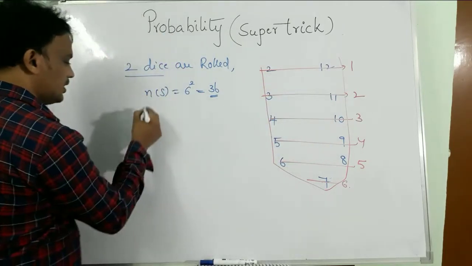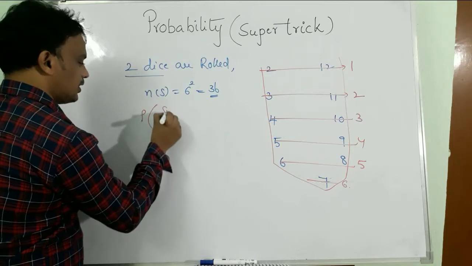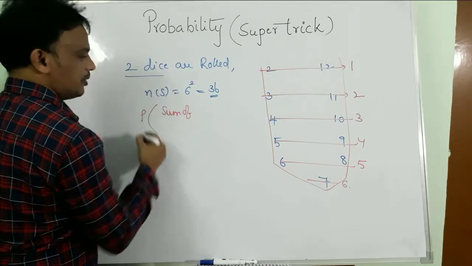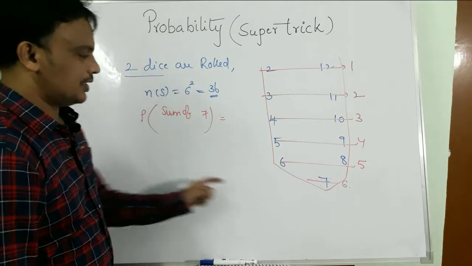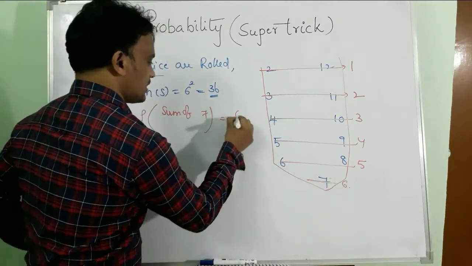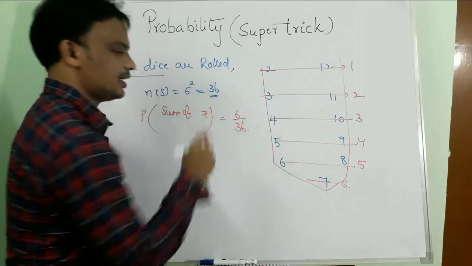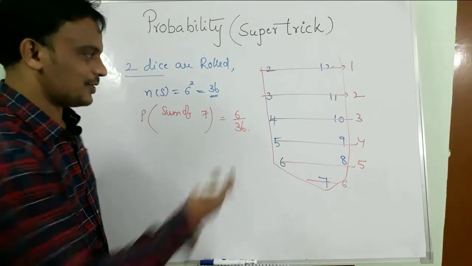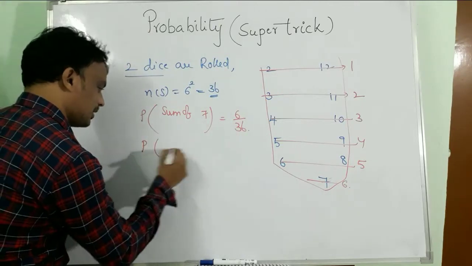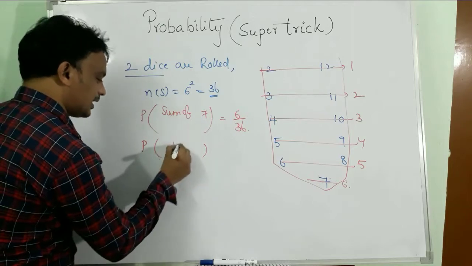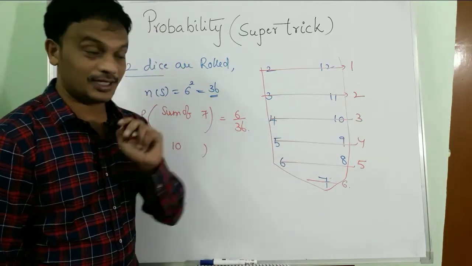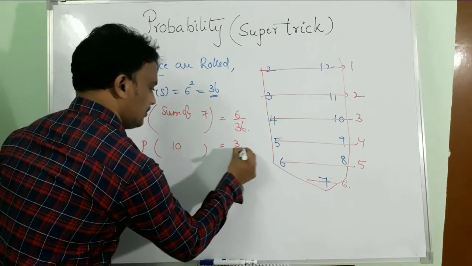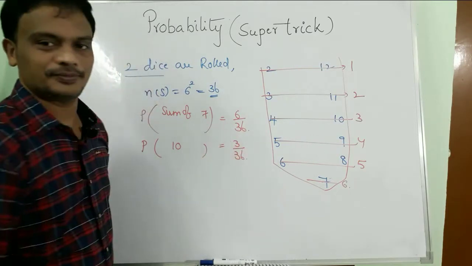Now my question is, what is the probability that the sum of the two numbers on the dice is 7? How many chances are there for 7? 6 out of 36 chances. Very simple thing. Now what is the probability of getting a sum of 10? How many chances are there for that? 3 chances, which is 3 by 36.